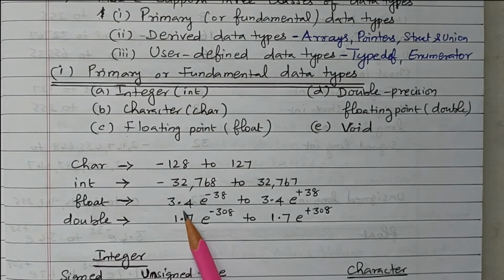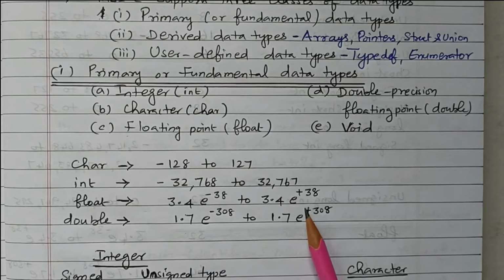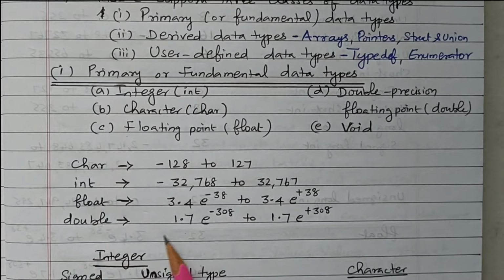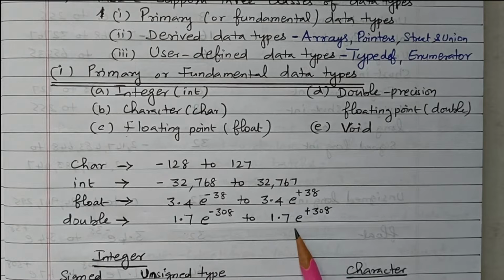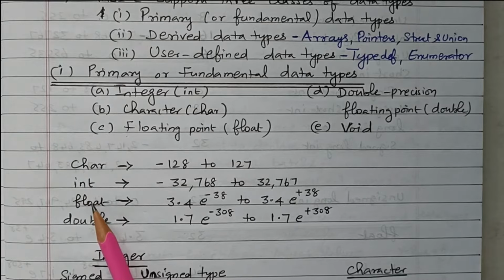Floating point means 3.4 e to the power -38 to 3.4 e to the power +38. In this range, if we want to declare the data, we can declare as float. If you want to increase, then double: 1.7 e to the power -308 to 1.7 e to the power +308. In this range, we can declare as double. So first is the character, remaining 3 are numbers: integer, whole number, then decimal number, in 2 types, float and double. Some more details about the ranges we'll see later.